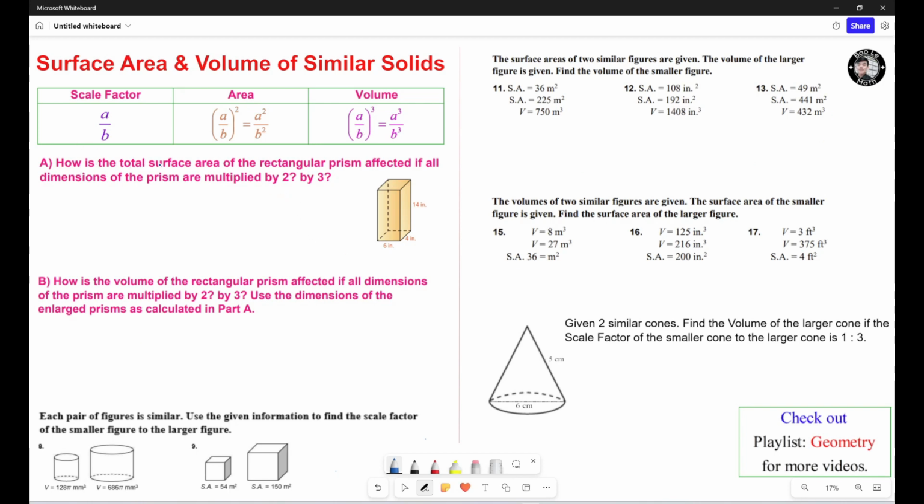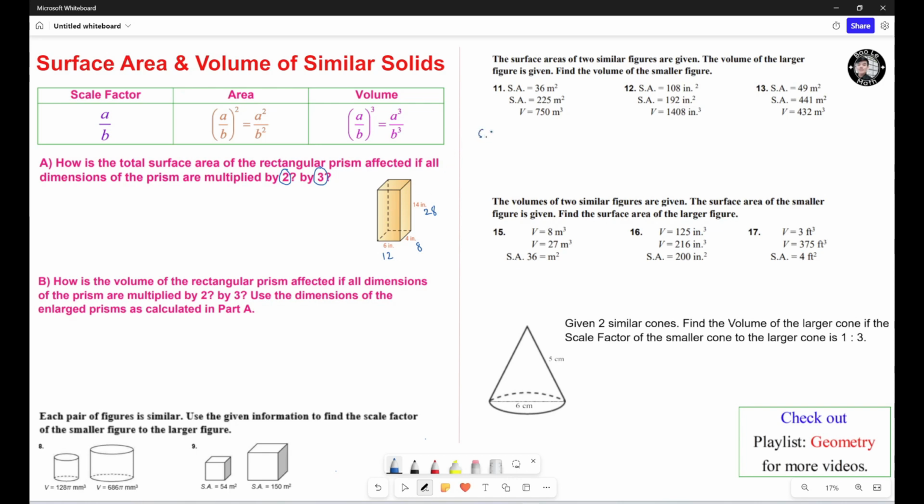So how is the total surface area of the rectangular prism affected if all dimensions of the prism are multiplied by 2 and multiplied by 3? If you multiply by 2, the scale factor should be 2. If you multiply by 3, the scale factor should be 3. Alright, so this guy you multiply by 2, it could be 12. This is 8. This is 28.